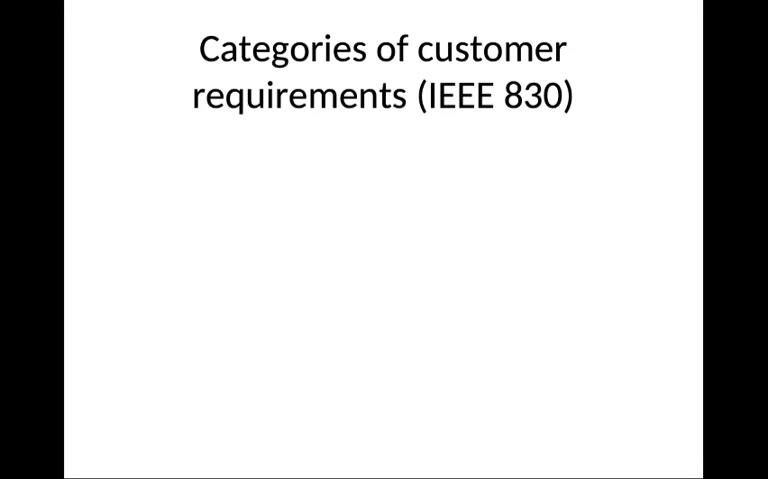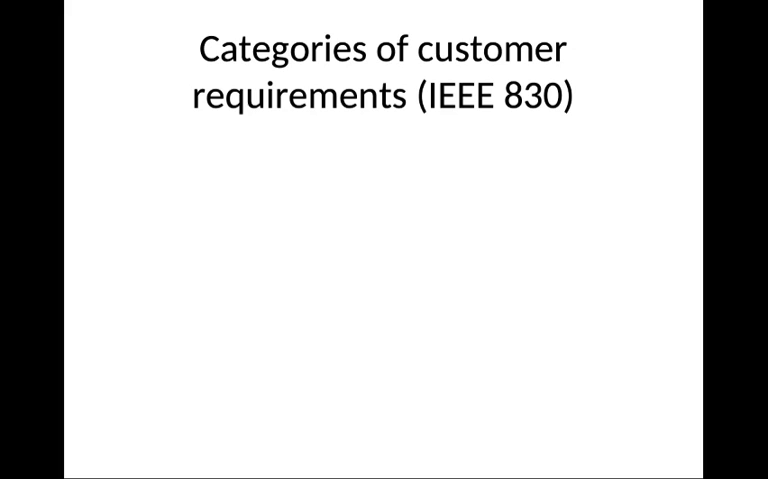So next we will see categories of customer requirements. We will be mentioning the requirements in the software requirement document. As per the IEEE 830 guidelines, which were introduced in 1993, an IEEE standard is there for writing SRS. So this 830 was introduced in 1993. Again, it was revised in 1998. After that, again, it was revised in 2011. Now, we have a 2018 standard also.